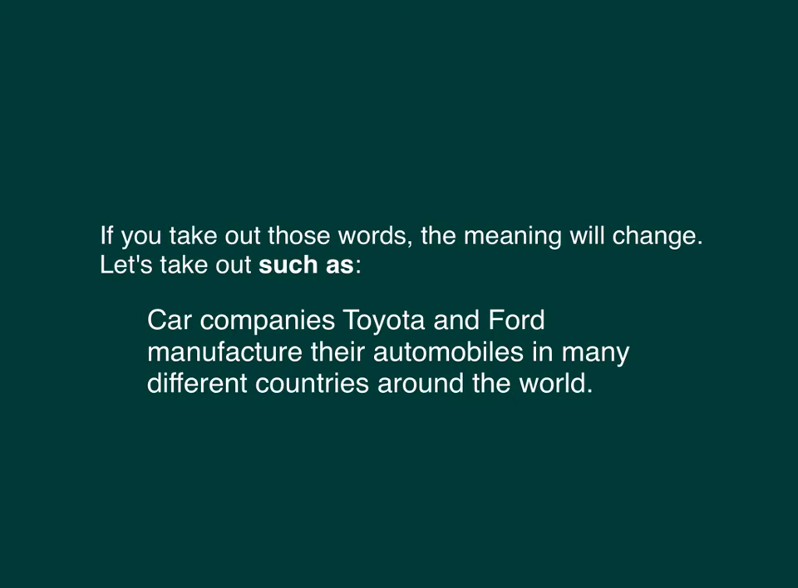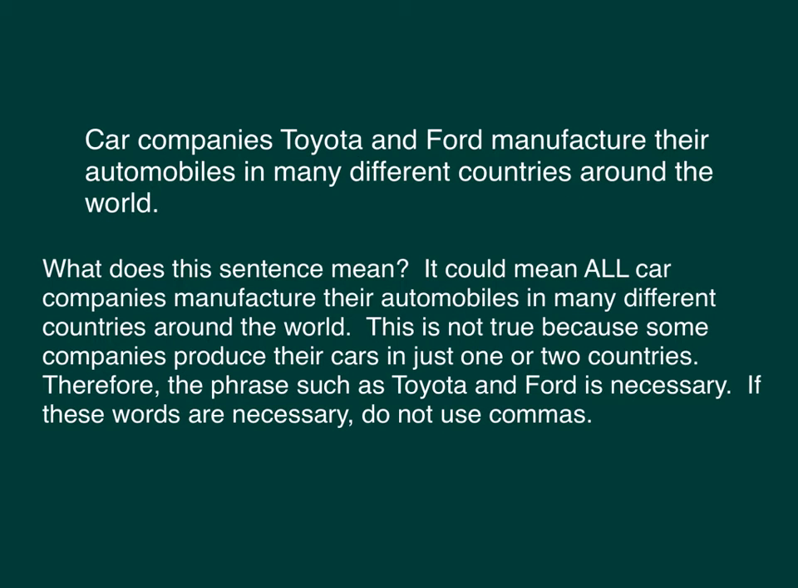Let's take out such as. Car companies Toyota and Ford manufacture their automobiles in many different countries around the world. Let's take a look at the sentence again. What does this sentence mean now? It could mean all car companies manufacture their automobiles in many different countries around the world. This is not true, because some companies produce their cars in just one or two countries. Therefore, the phrase such as Toyota and Ford is necessary. If these words are necessary, do not use commas.